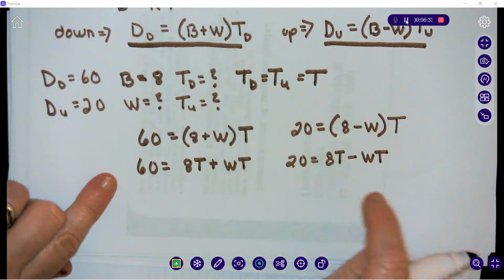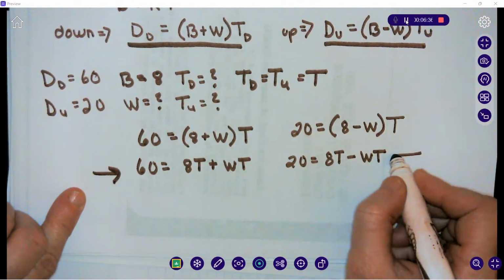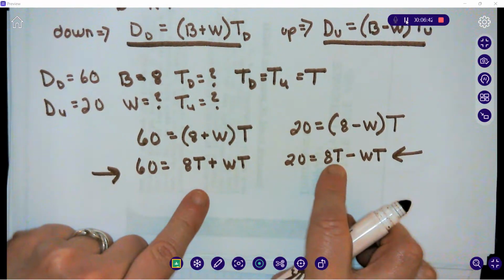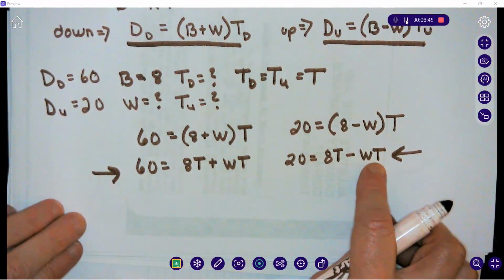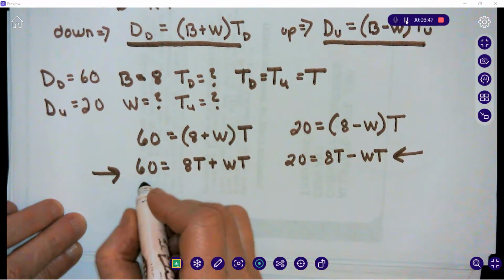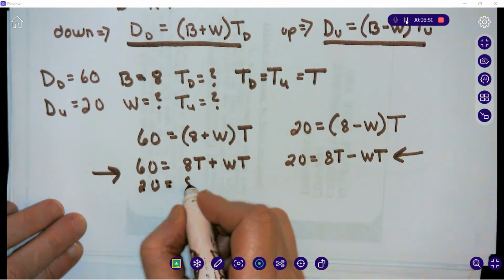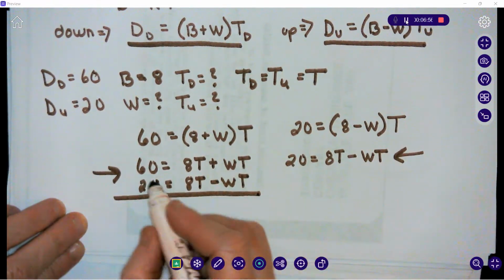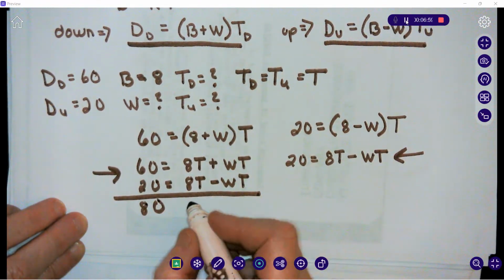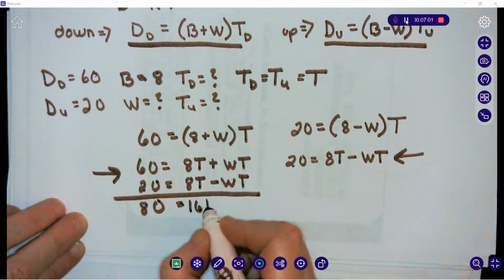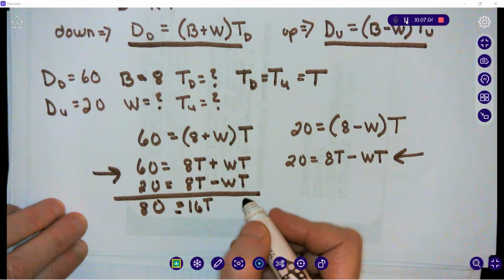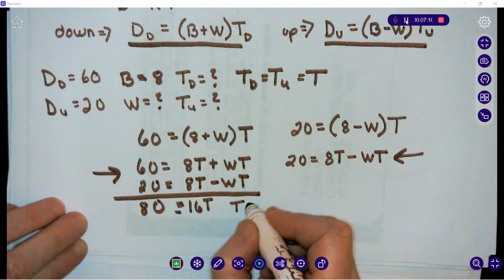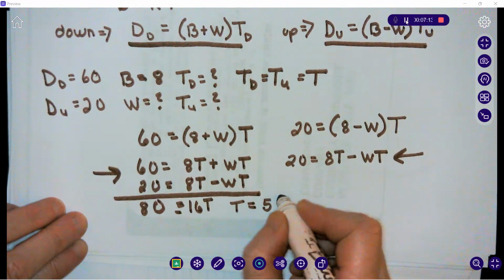Okay, so now if we look at these two equations, we see something that we can do. If we use elimination and add these two equations together, the wt's will cross off, which will make it really easy for us. So we're going to move this equation, 20 equals 8t minus wt, over here, and we're going to add those two together. 60 plus 20 equals 80, 8t plus 8t is 16t, and then those cross off. So basically we have that 80 equals 16t, divide each side by 16, and t equals 5 hours.